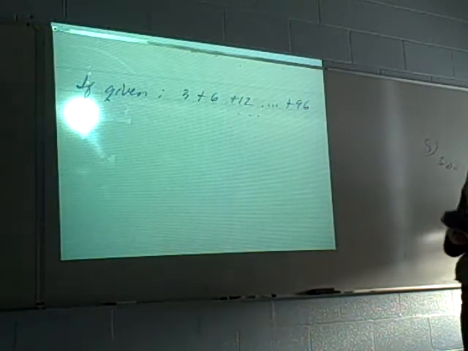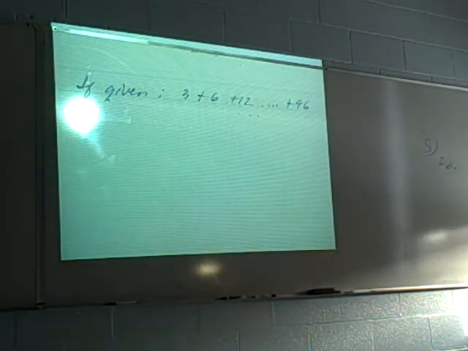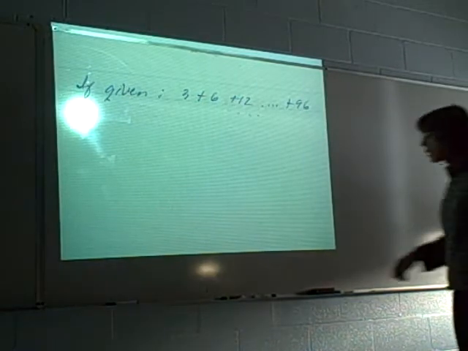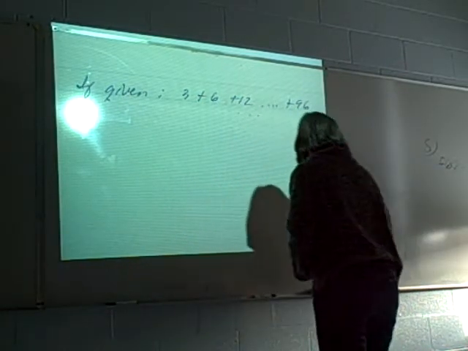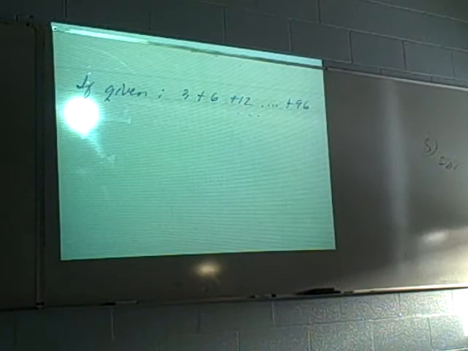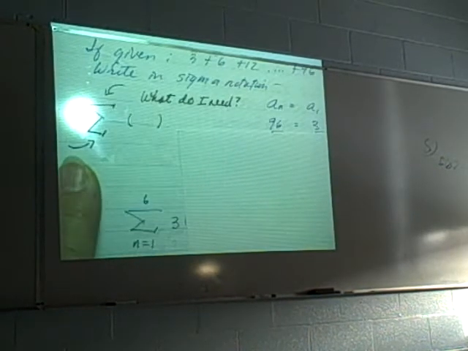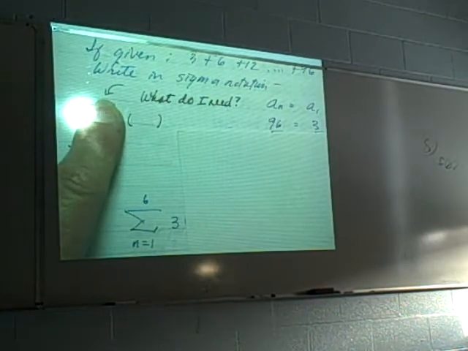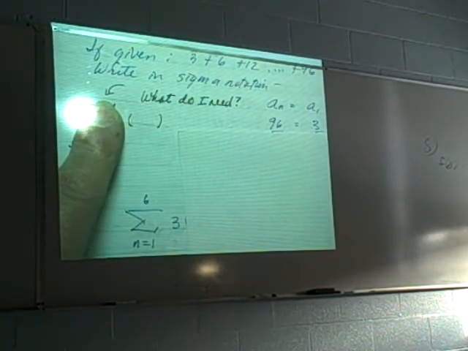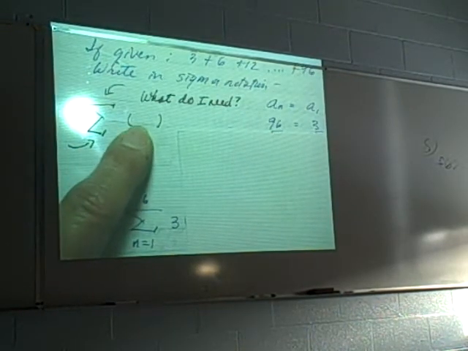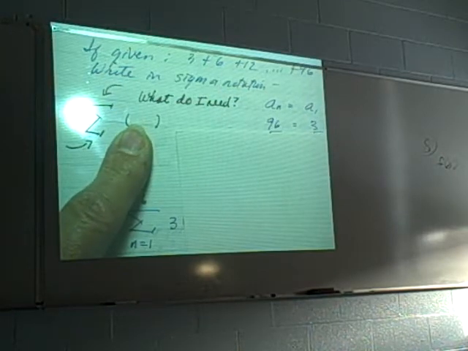Okay, so in order to write this in sigma notation, what do I need to know? I need to know a bunch of things here. Two formulas. I need an n up here, I need the number of terms. I know that I'm going to start n with 1, and what else do I need? The rule.